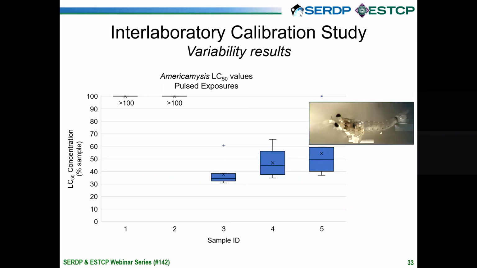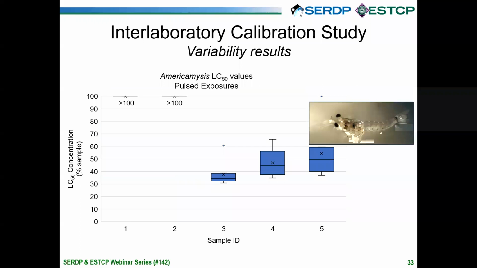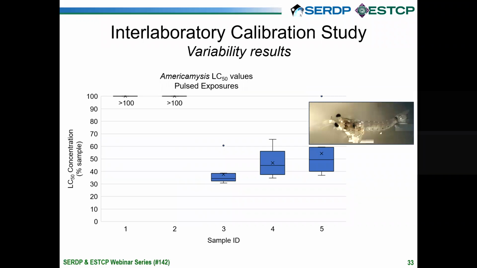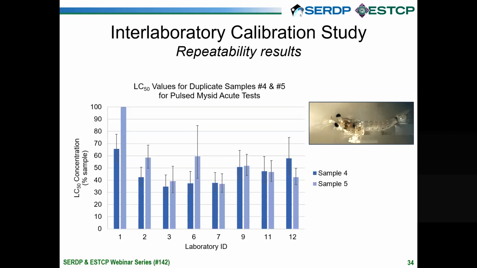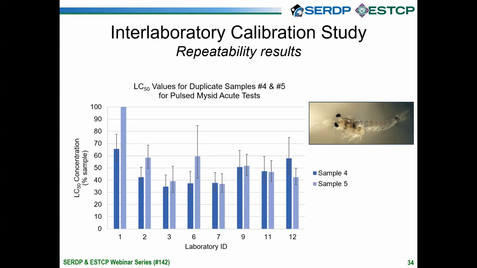And showing the data again here for variability, we have the box plots that show the LC50 concentrations across all the labs. And again, this is very tight. And we are very excited for the data that we've been able to generate. And the comparisons of the duplicate samples, again, there were no significant differences in the duplicate samples when we looked at paired t-tests across all of these samples.